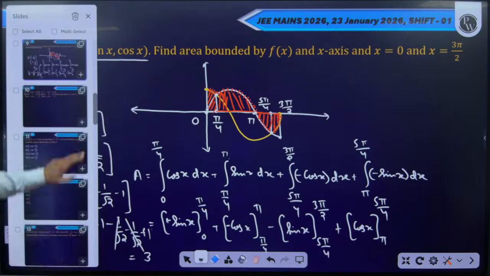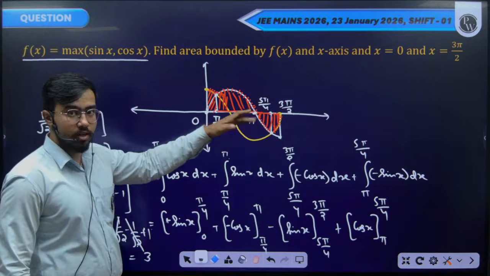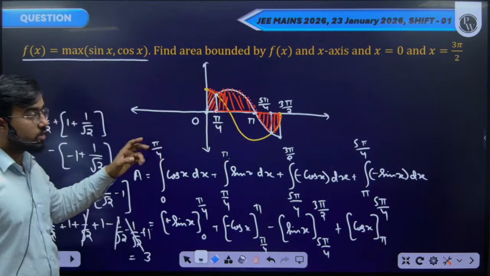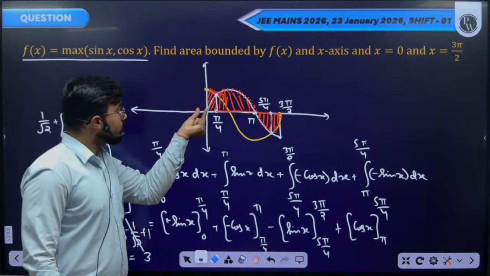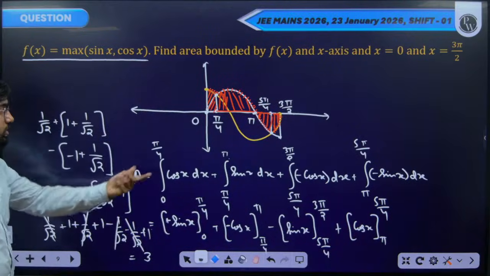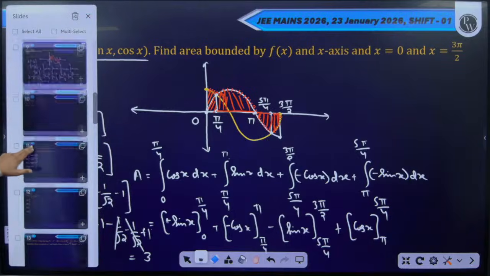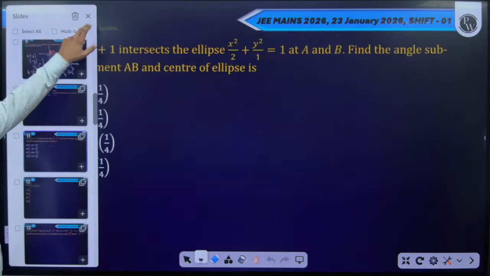So first we have to draw this graph. If you are able to draw this graph, then you can calculate this easily, right? But if you don't make this graph properly, then you will get the wrong answer. Then there is just the integration part. Integration is easy. Now see, let's take one more question.